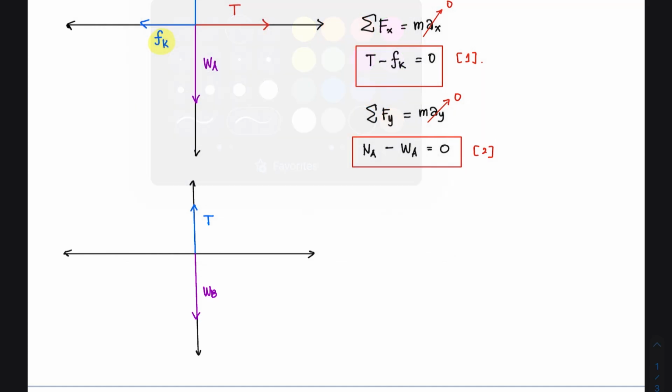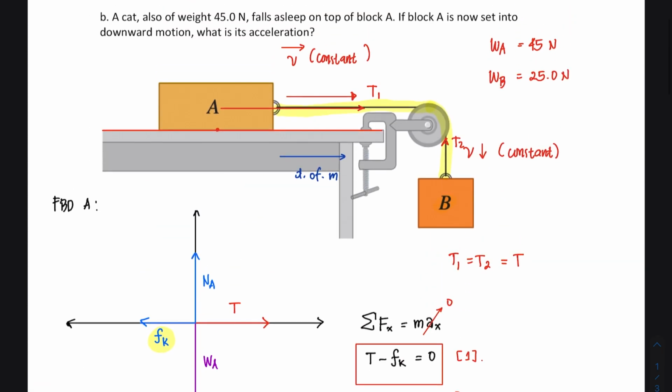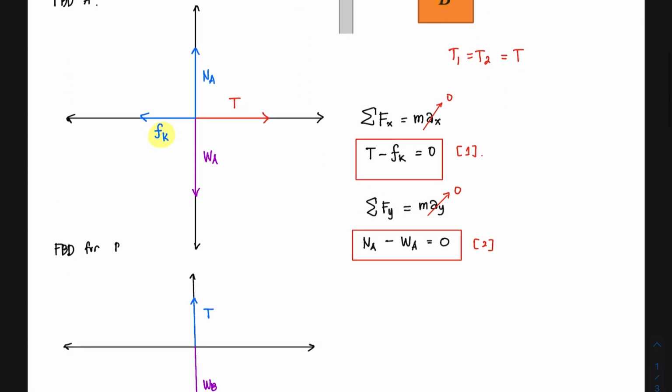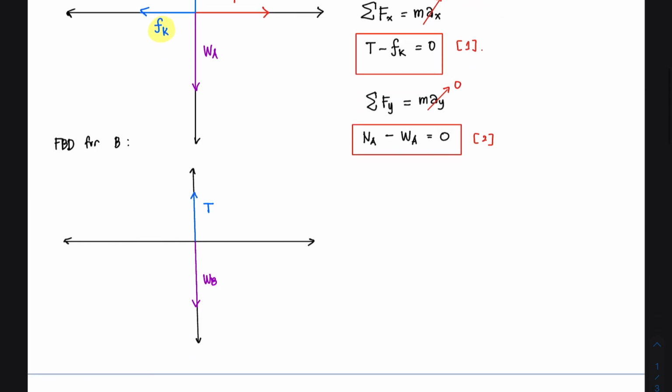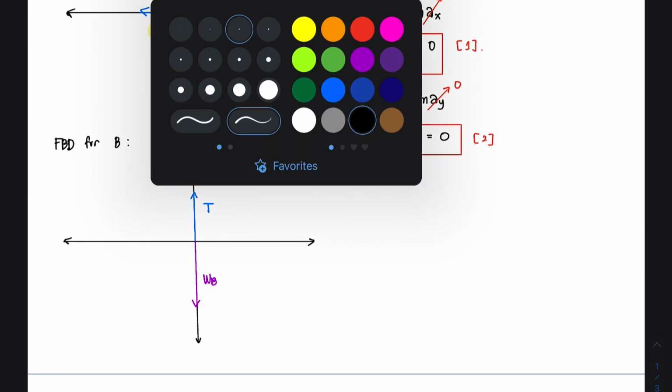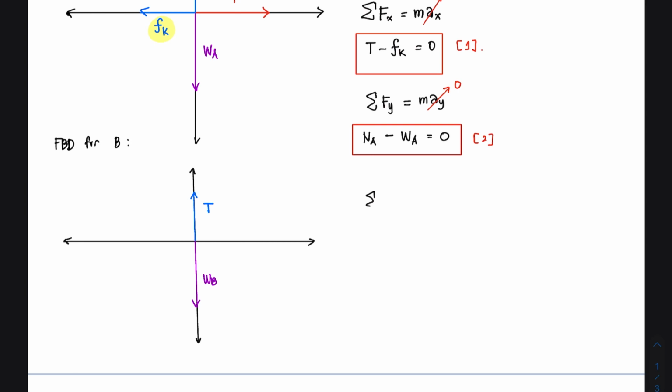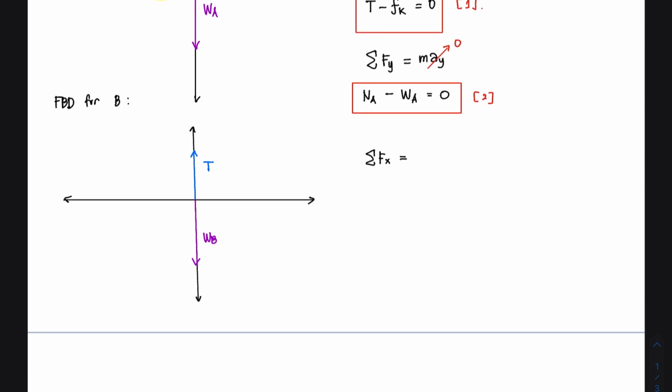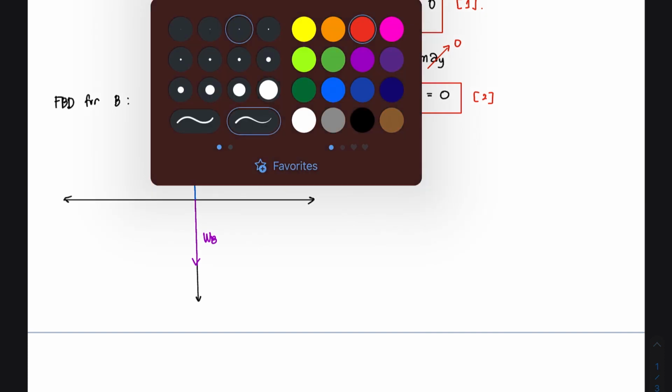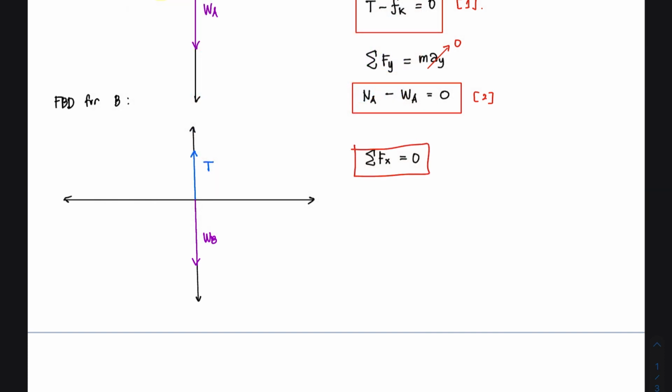So let me just put notation here, or denote that this is the FBD for, is it B or A? For B, yeah, for B. Now, the same with what we have been doing previously, let's proceed with the summation of forces along X. So from our free body diagram, you don't have any force along X there, so it will just be set to 0. So this is, let's say, your useless equation number 3.